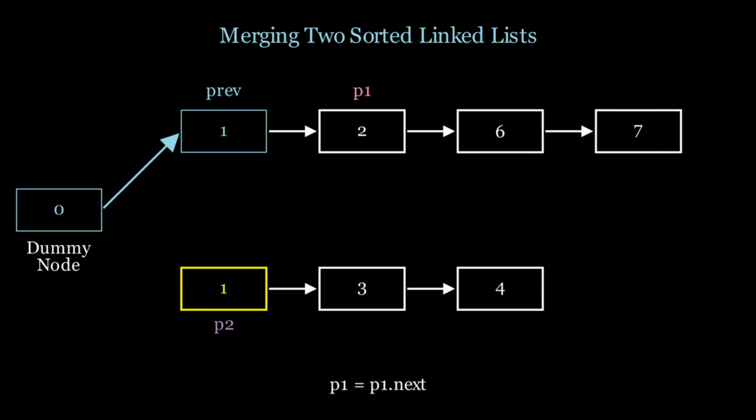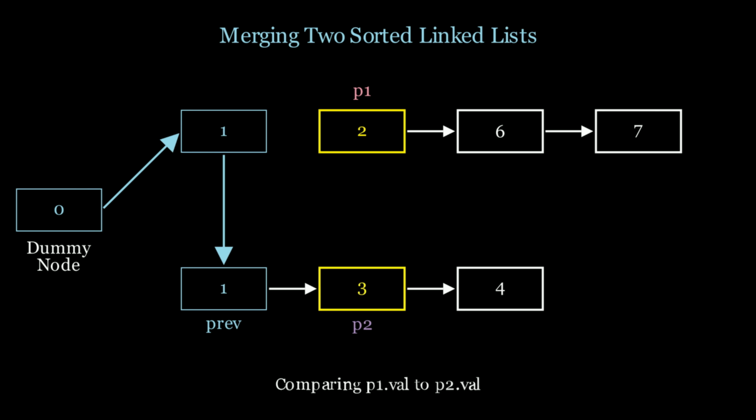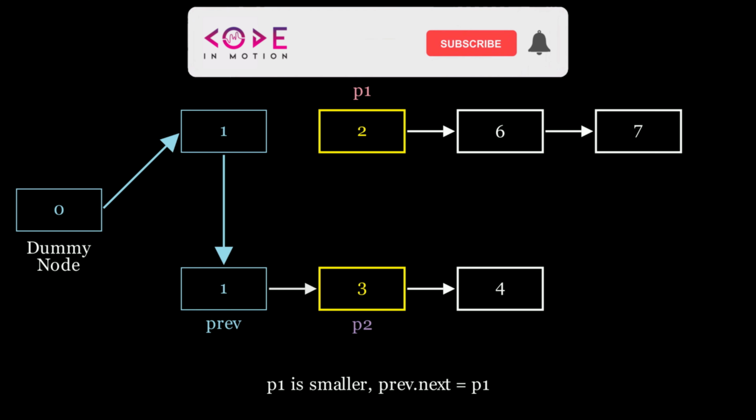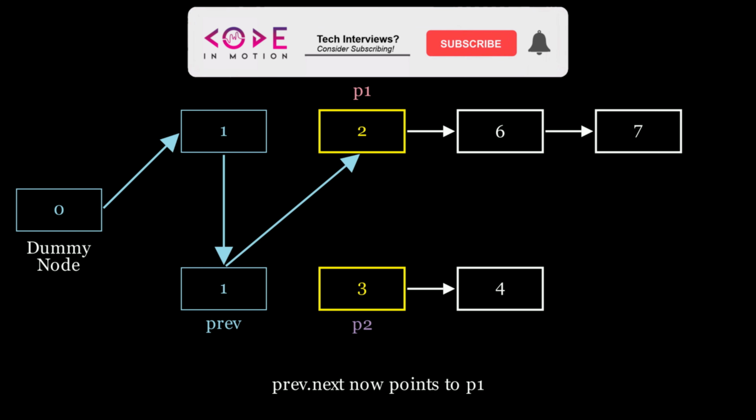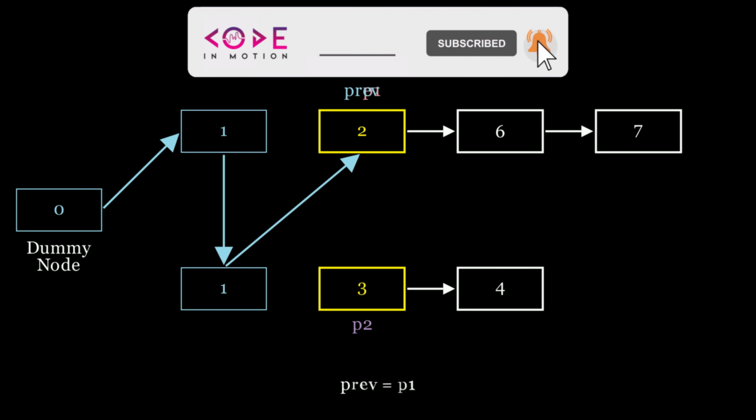And now we're going to do the same exact thing. So now we're going to compare P1 and P2 again. In this case, P2's value is smaller, right? So prev.next now points to P2. Now prev moves to P2, and P2 moves to the next element. And so you see what we're doing at every iteration is taking the smaller element between the two lists, and then we're moving the P1 and P2 pointers to their next nodes. All right, so now we compare P1 and P2 again. In this case, P1 is the smaller one, so previous should point to P1 instead of P2. So let's update that. And now previous moves to P1, and P1 will go to the next node.